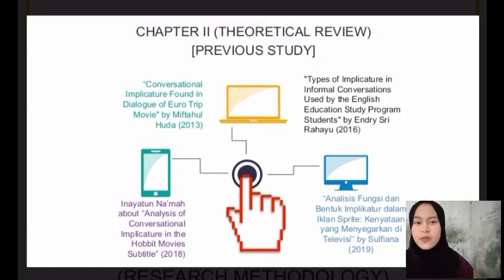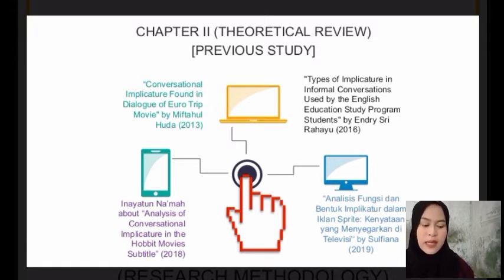the previous study. To prove my research, I also read some journal articles and theses related to my topic. So the first is Conversational Implicature Found in Dialogue of Eurotrip Movie by Miftahul Huda in 2013. And then research by Inayatun Na'mah about Analysis of Conversational Implicature in the Hobbit Movies Subtitle in 2018.